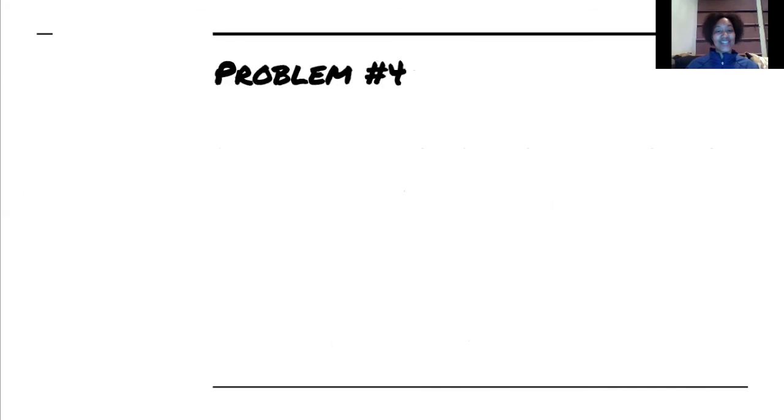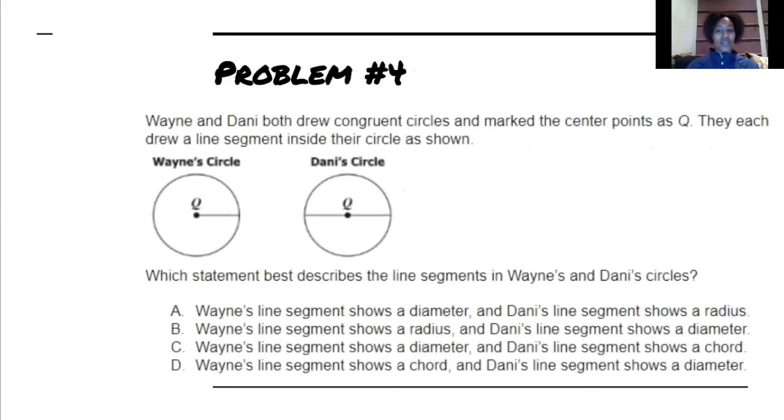Now that we're back, problem number 4. Problem number 4 gave us Wayne and Danny both drew congruent circles and marked the center points as Q. They each drew a line segment inside their circle as shown. So the question asks, which statement describes the line segments in Wayne's and Danny's circle? The correct answer choice should have been B, that Wayne's line segment shows a radius and Danny's line segment shows a diameter.